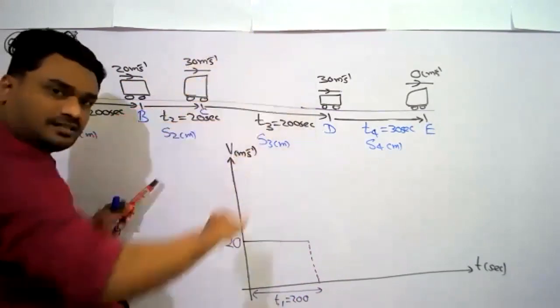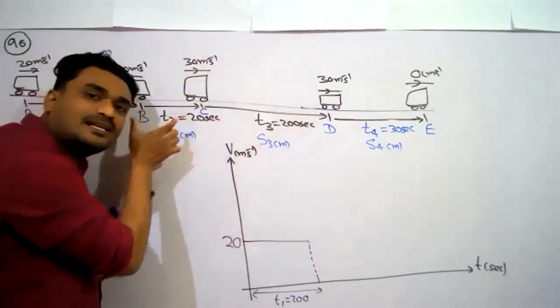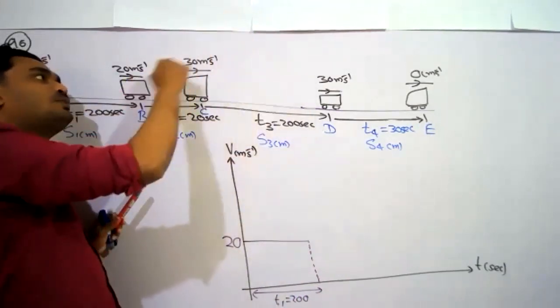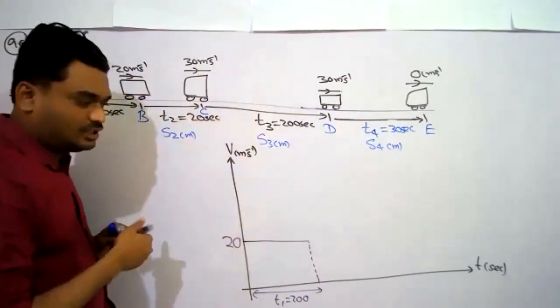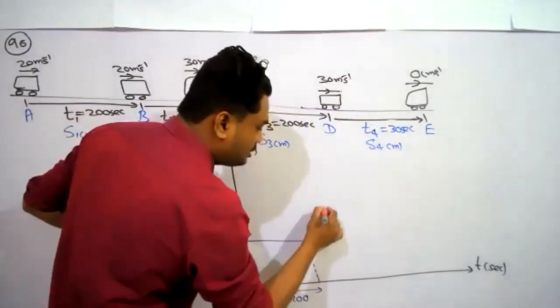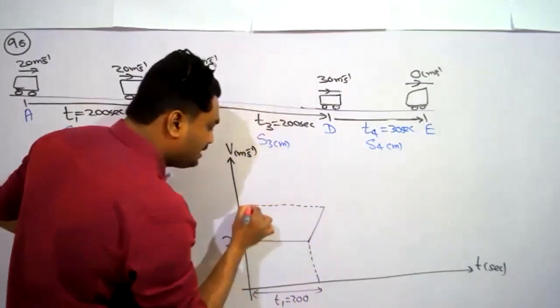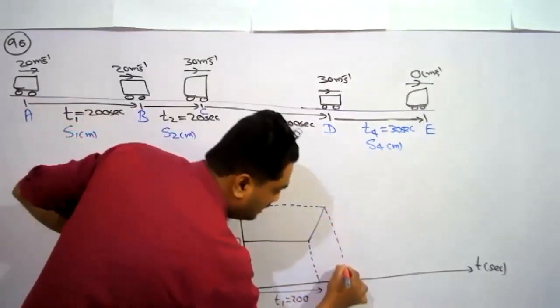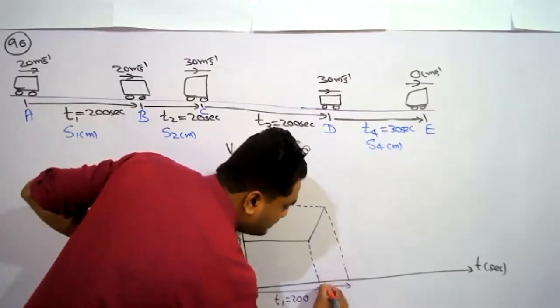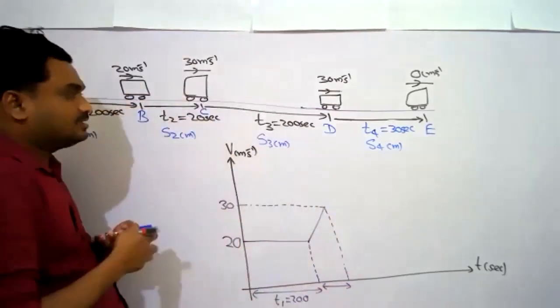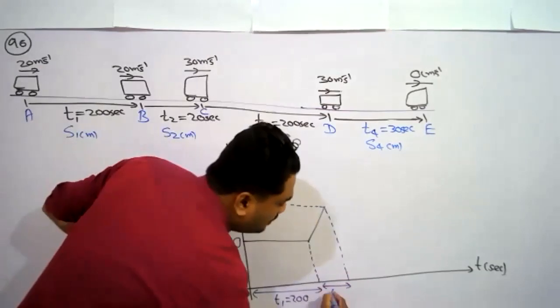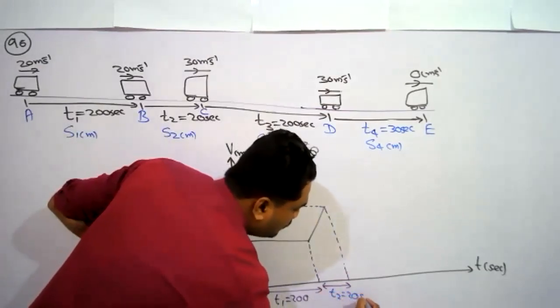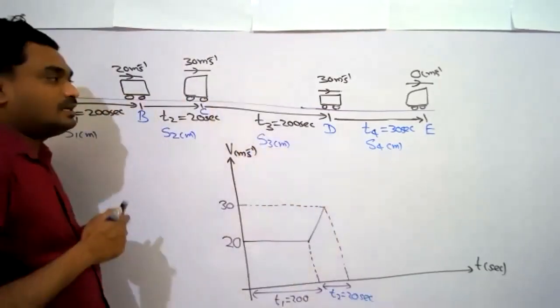So it's an acceleration. Acceleration can be represented by a straight line like this. So velocity increases to 30 within the next 20 seconds. So T2 is 20 seconds.